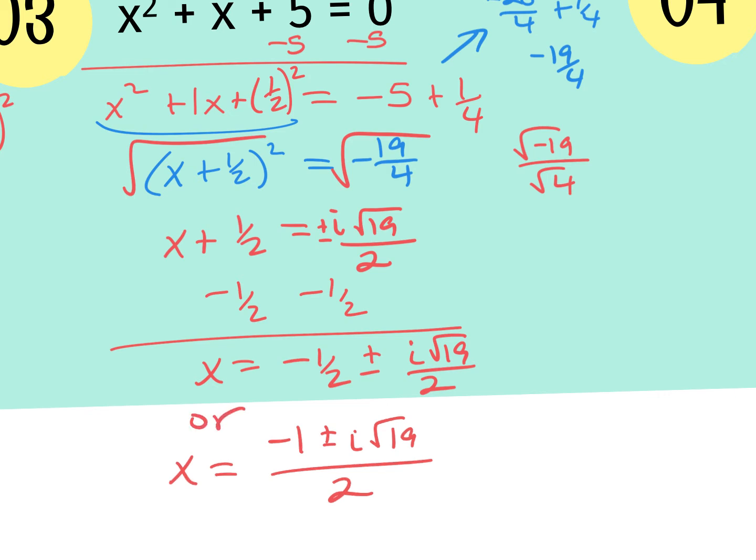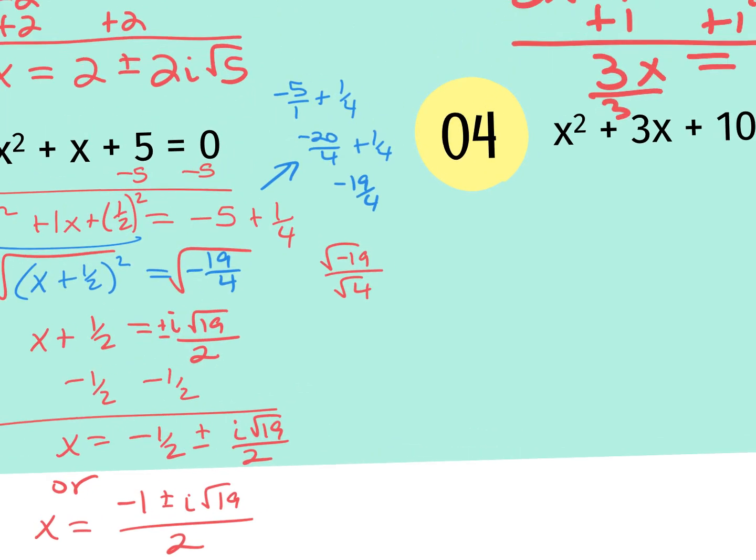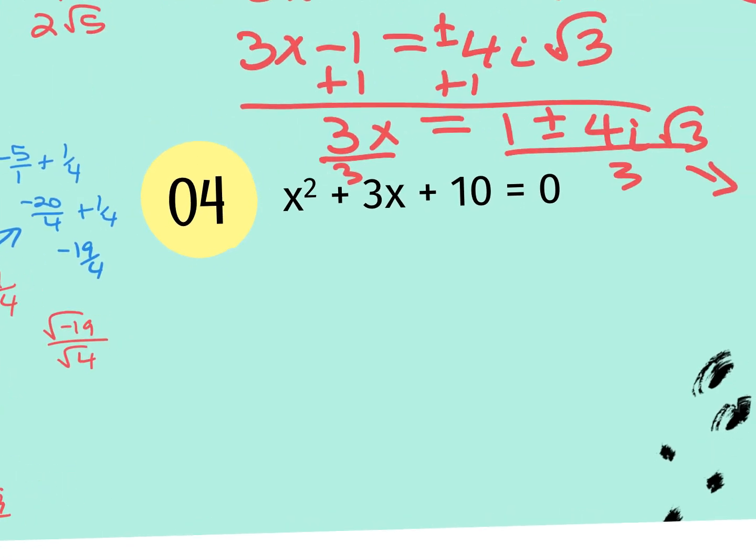Number 4. This one I'm also going to solve with completing the square. It can't be factored. There aren't any factors of 10, positive 10, that will give me positive 3. If it were a -10, it could be factored. But this one can't be factored, so I'm going to do completing the square. You could also do quadratic formula. So subtract 10. X squared plus 3x, leave a blank space, equals -10.